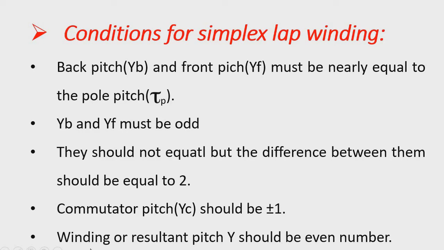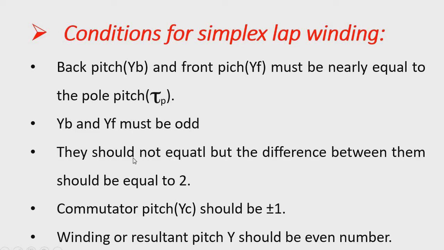Now conditions for the simplex lap winding. First condition is that the back pitch YB and the front pitch YF must be nearly equal to the pole pitch tau P. And second condition is YB and YF must be odd. So the values of YB and YF must be odd digits.